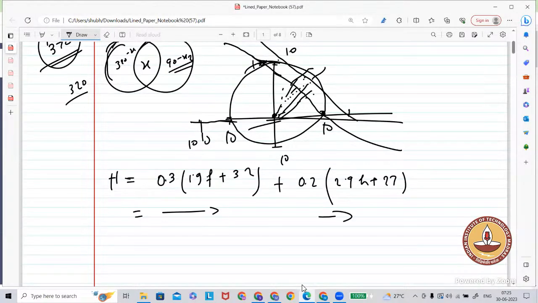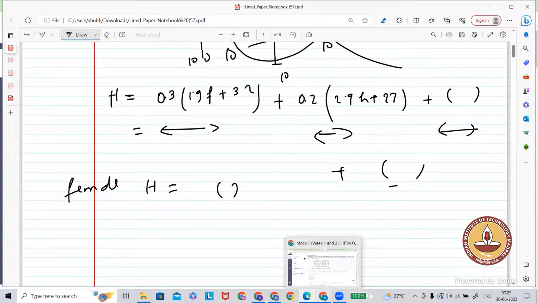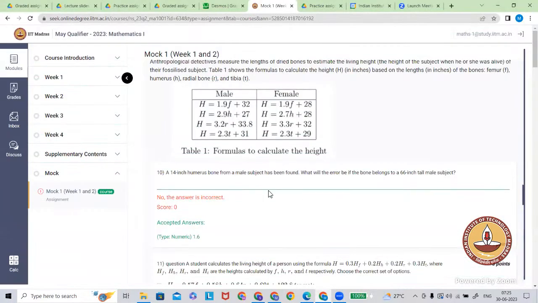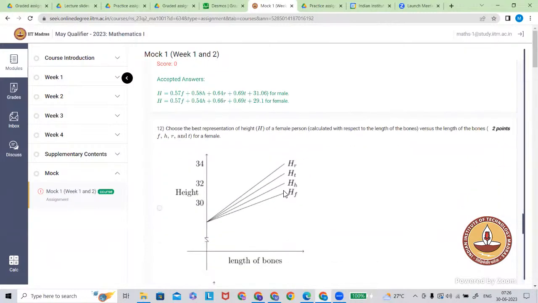One by one, for single, you just need to calculate here. This is just a calculation mistake, I think you did. So nothing else. Similarly, for female, you have to calculate H. You only need to substitute in that, and this is just a substitution. Is it clear? Yes, sir. And this is for the 12th question.